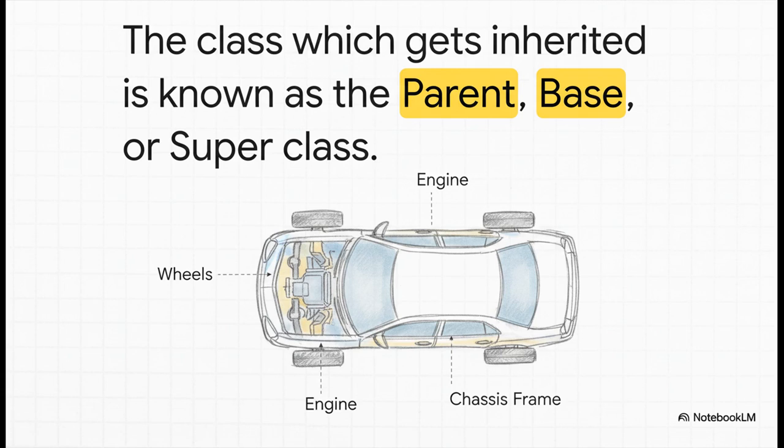So let's picture it. We have our blueprint for a basic car. This is our parent class. It's got all the normal stuff: 4 wheels, an engine, it accelerates, it brakes. It's just a solid, standard, generic car blueprint.